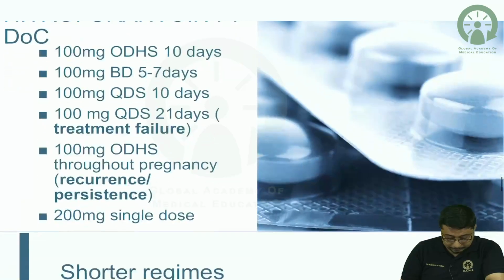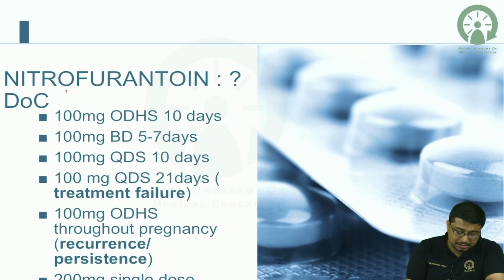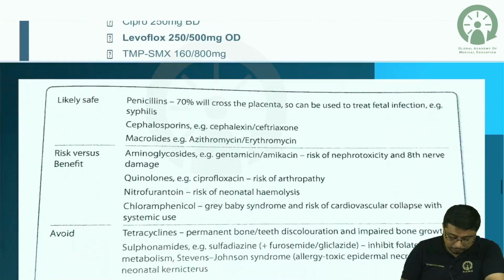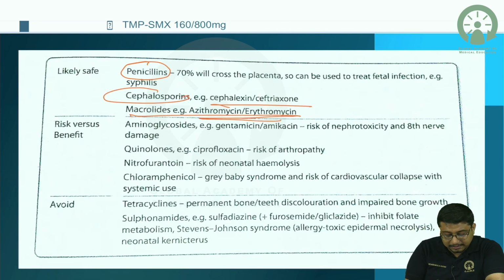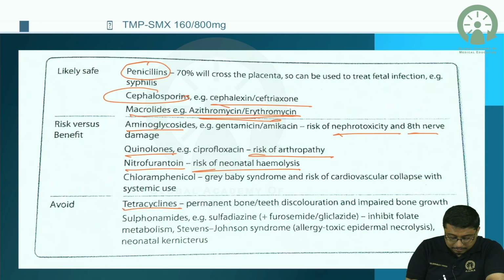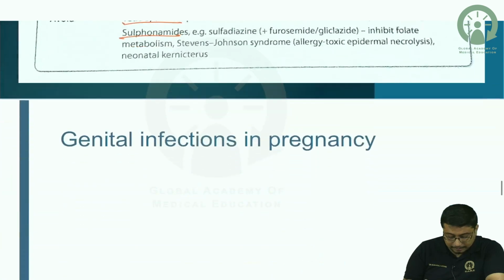So what is the treatment of choice? Previously we used to think nitrofurantoin is the drug of choice, but currently what we know is penicillins are likely safe, cephalosporins like cefalexin, ceftriaxone, and even macrolides like azithro or erythro. But with nitrofurantoin, there is a risk of neonatal hemolysis. Quinolones are contraindicated because of risk of arthropathy, early joint closure; aminoglycosides, risk of nephrotoxicity and sensorineural hearing loss; and avoid tetracycline and sulfonamides at any cost.